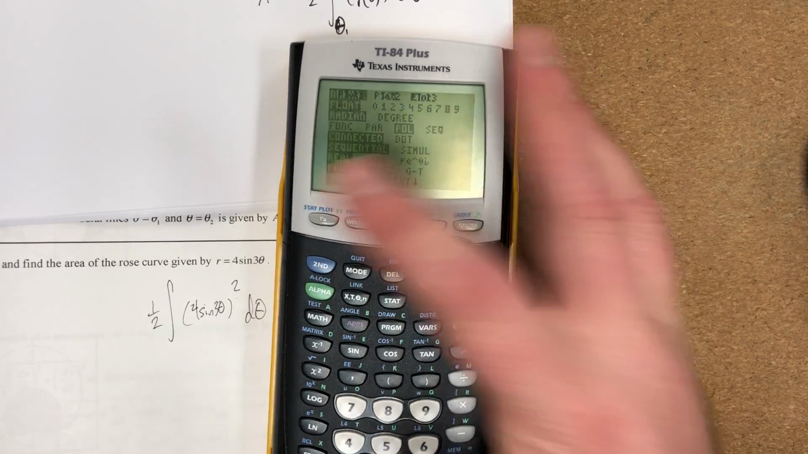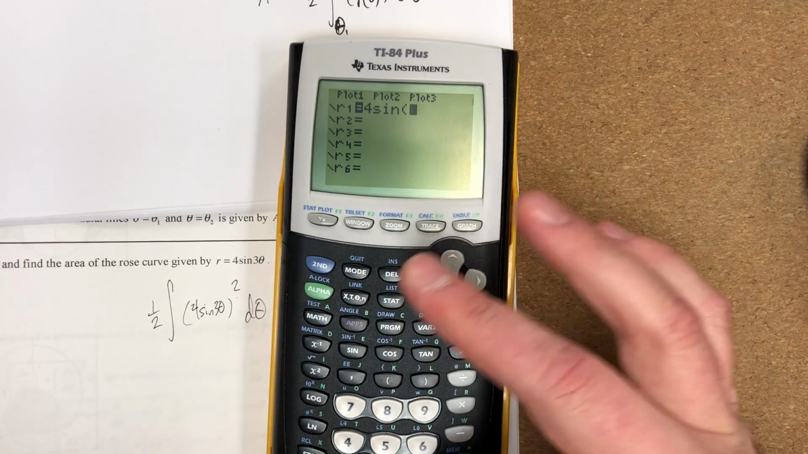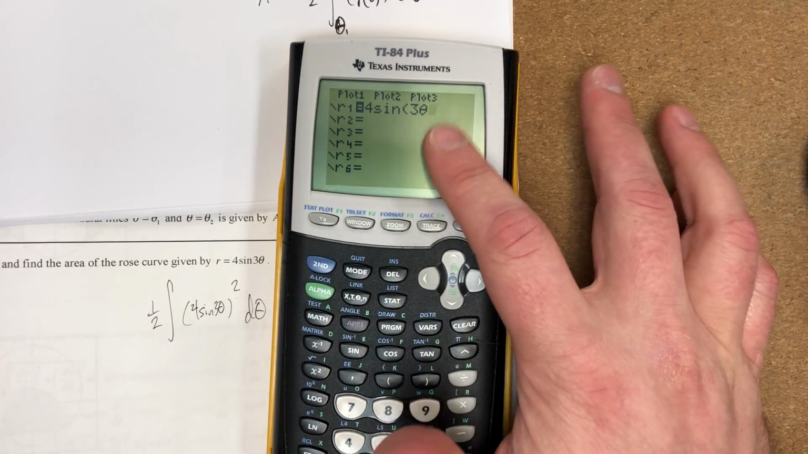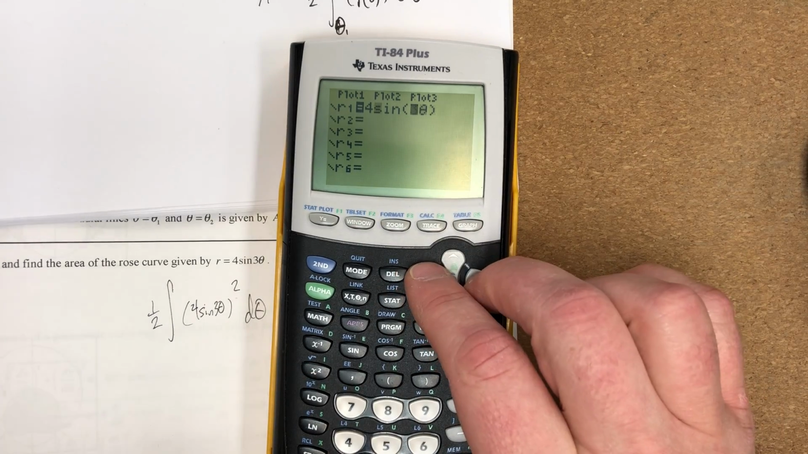All right, so 4 sine 3 theta. Notice when I push X, theta shows up instead, and we'll throw this in. Ooh, careful, careful, careful.